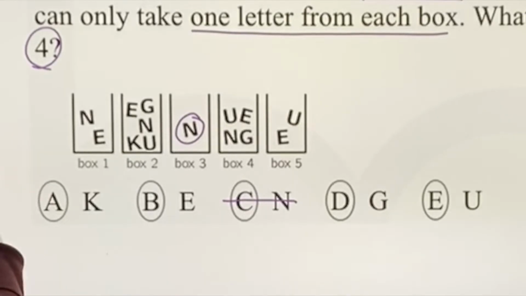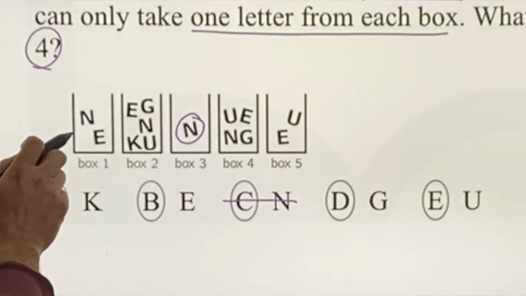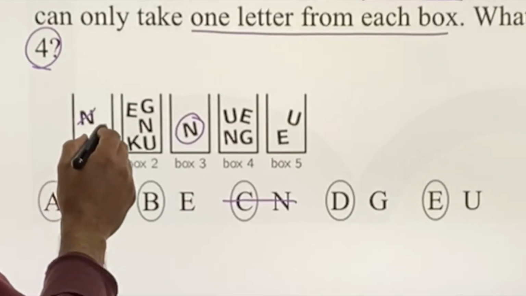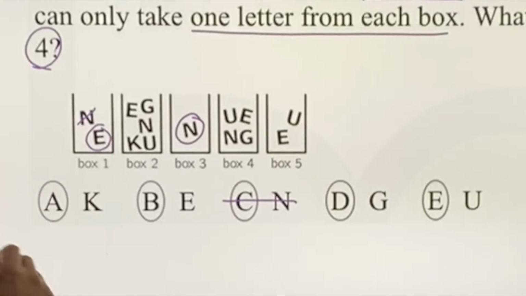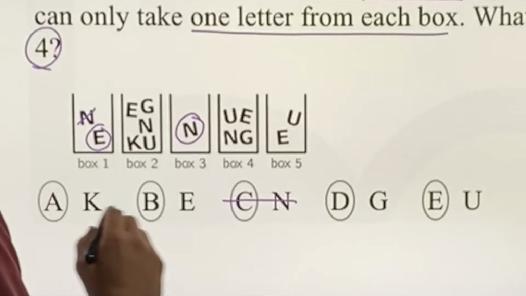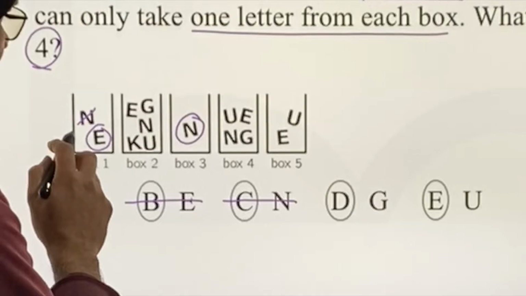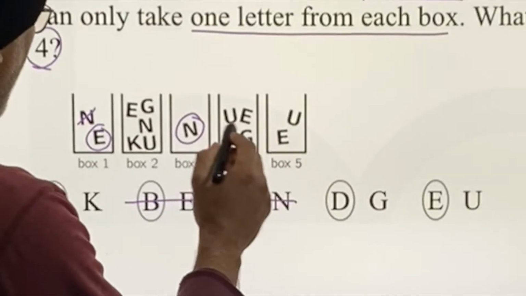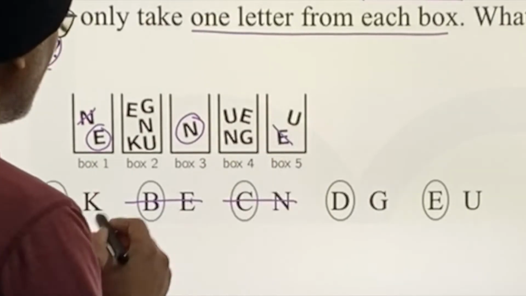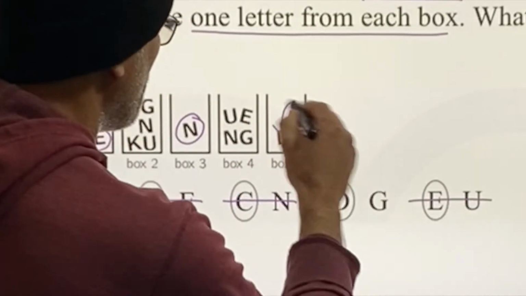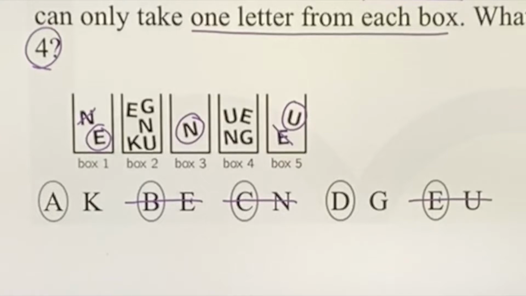Alright, so next let's look at box 1. N combines with E, N is already gone, so E must go from box 1. That means E is also gone, right? Okay, next N and E are gone. So U must go from box 5, right? U must go from box 5. Okay, so E and U are gone.